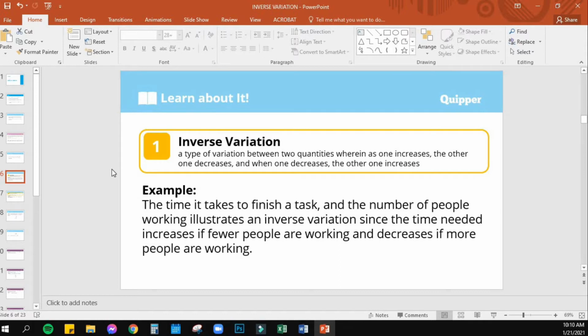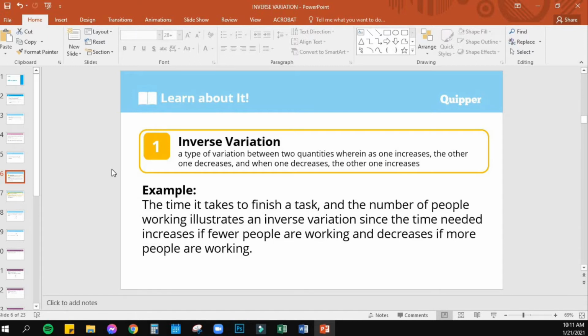So baliktad naman sa inverse. If one increases, the other variable decreases. Or if one variable decreases, the other one increases. So merong reverse in terms of changing the value. Talks about the two quantities. Kapag tumaas yung isa, bababa yung isa. Kapag bumaba naman yung isa, tataas naman yung isa.